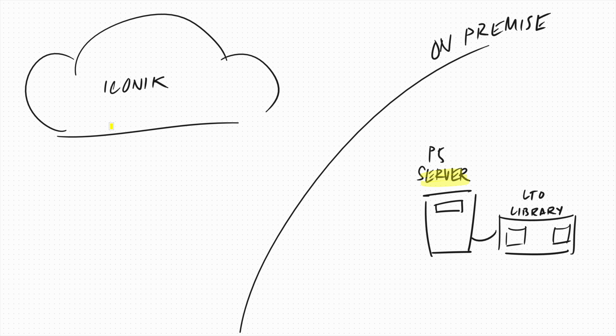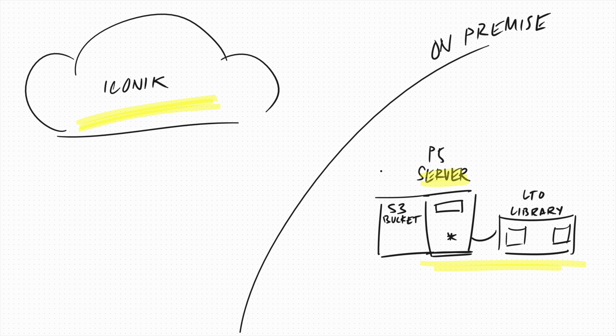So what we have is an iconik installation in the cloud where I'm able to manage my assets, and then down here on premise we've got some LTO tape hardware that we want to archive to, and to facilitate that we've got the P5 server running on a host just here. And one of the things that the P5 server is able to do is to create an S3 bucket. So here's our S3 bucket, and the S3 bucket is published via the IP of this server host here.